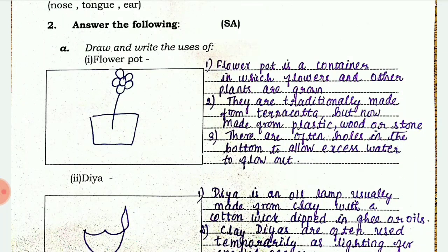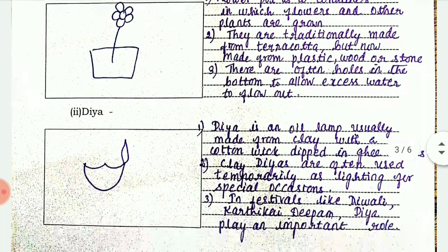Draw and write the uses of a flower pot. A flower pot is a container in which flowers and other plants are grown. They are traditionally made from terracotta but now made from plastic, wood or stone. There are often holes in the bottom to allow excess water to flow out.